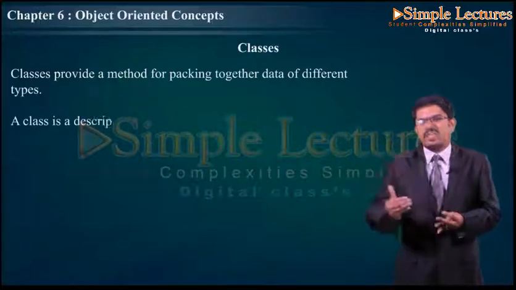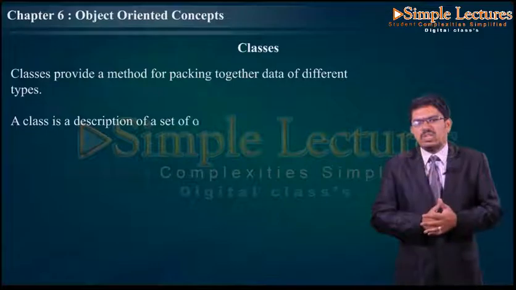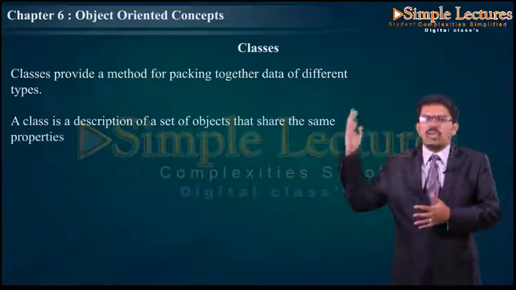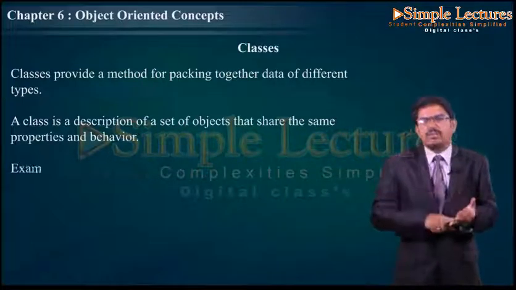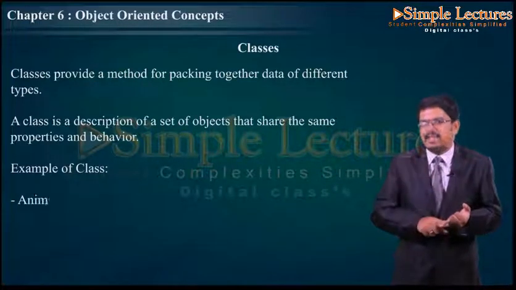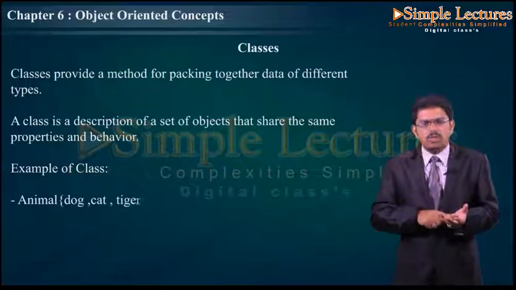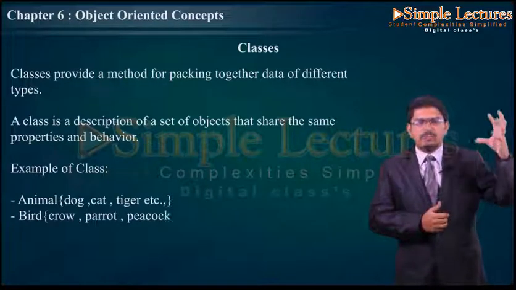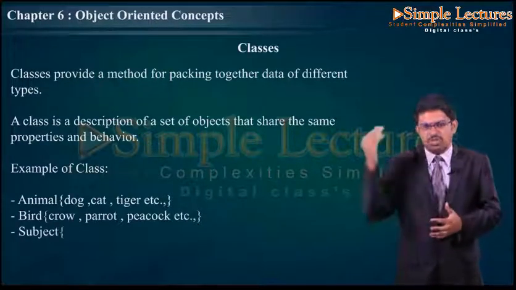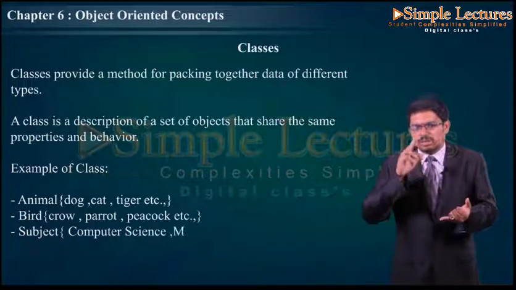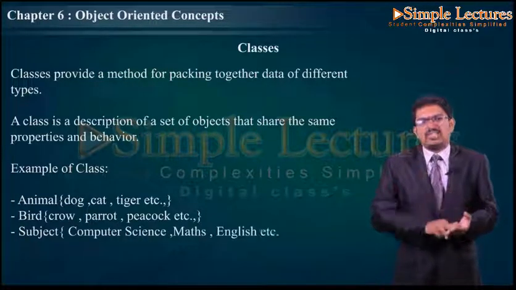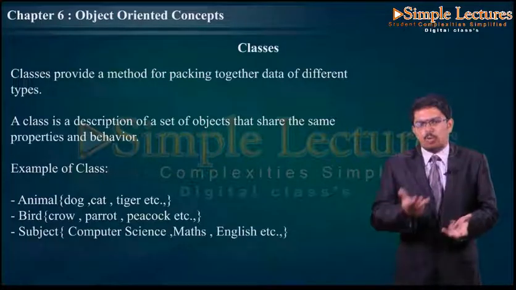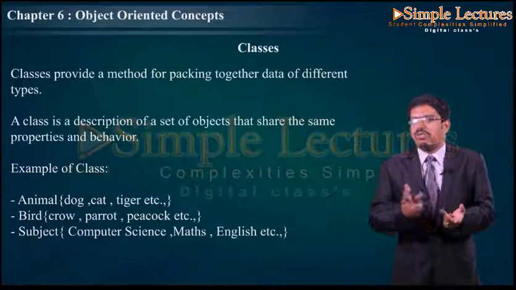A class is a description of a set of objects that share the same properties and behavior. Let's go for examples. Animal. So animal is a class. The objects are dog, cat, tiger, etc. Bird. Bird is a class. Objects are crow, parrot, peacock, etc. Subject is a class. Objects are computer science, maths, English, etc.